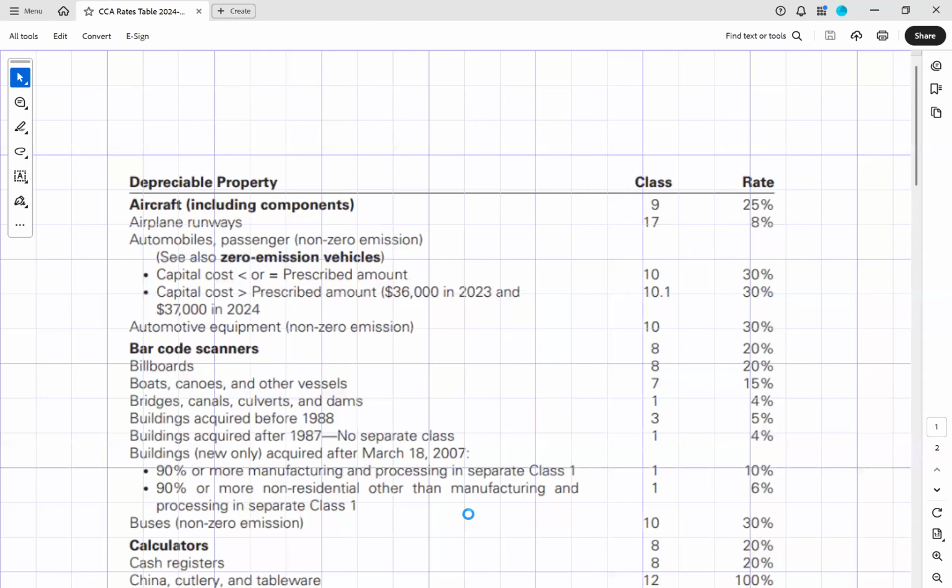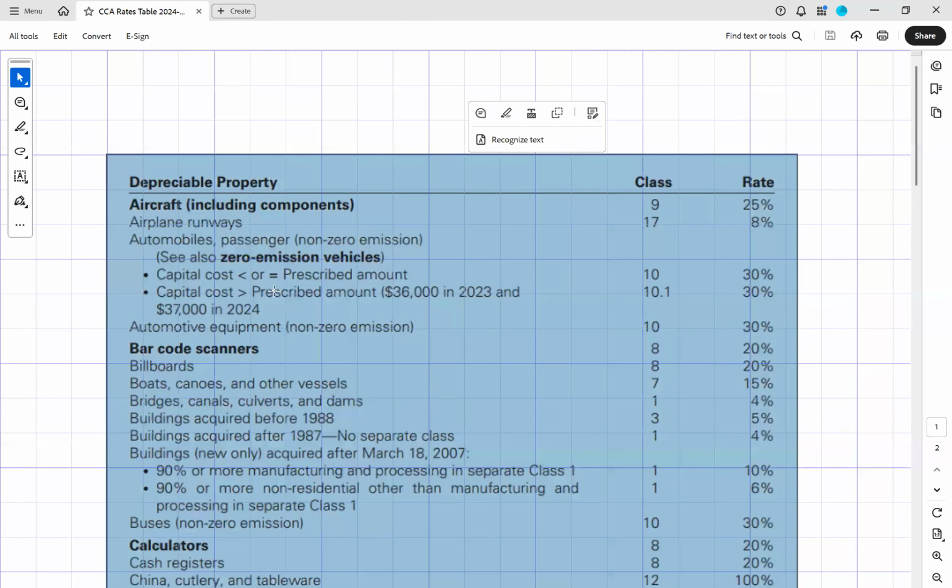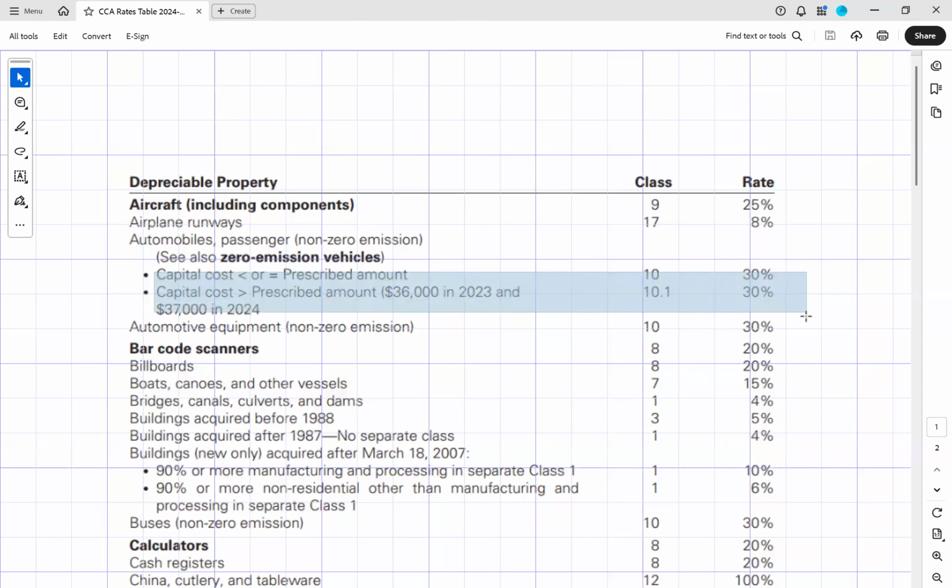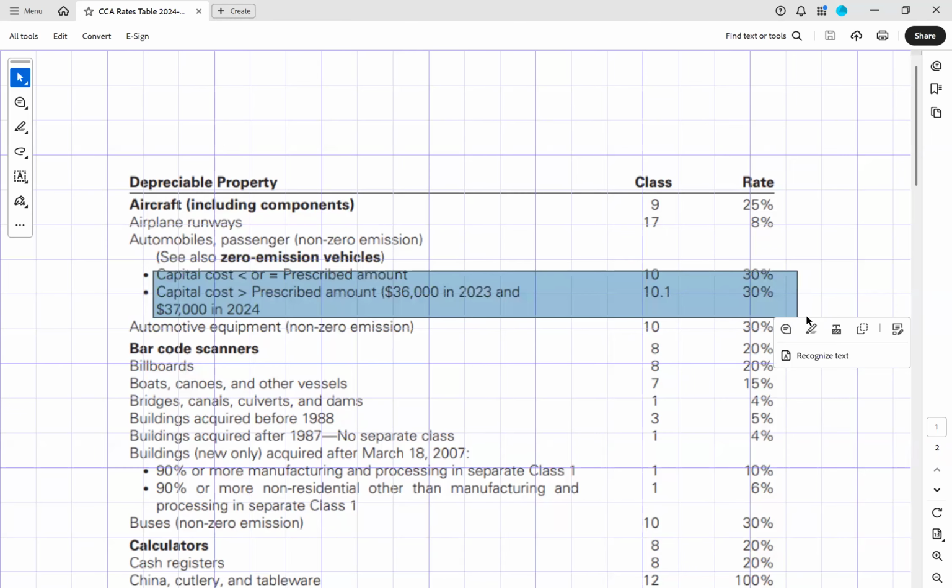You'll see that if we look at automobiles right here, class 10.1, the prescribed amount for 2024 was 37,000. So if you bought an automobile for over 37,000 in 2024, you could only put 37,000 in class 10.1 to take CCA on. Whereas for accounting purposes, you would take amortization on the full value of that automobile.